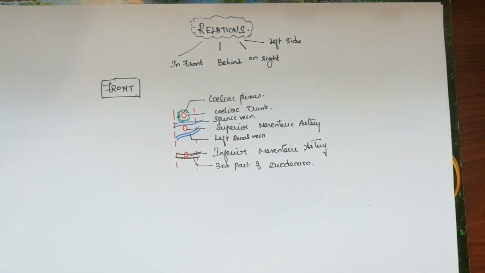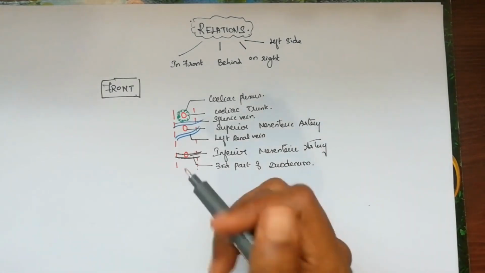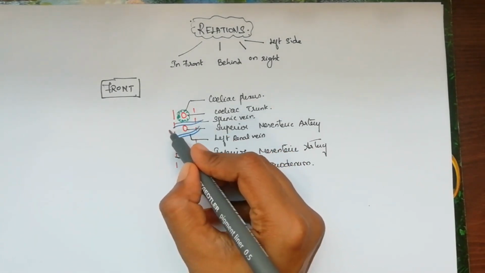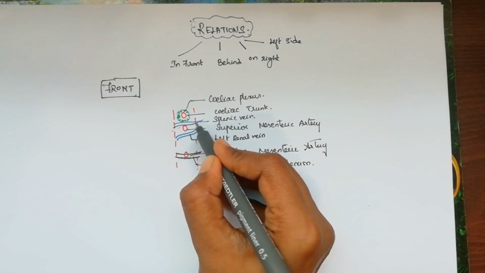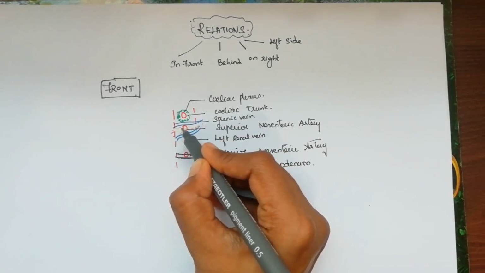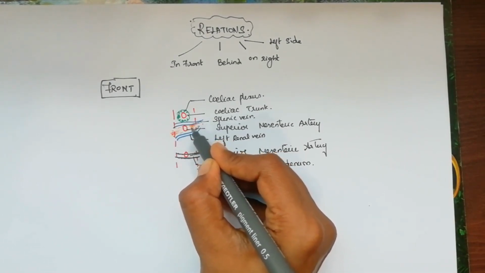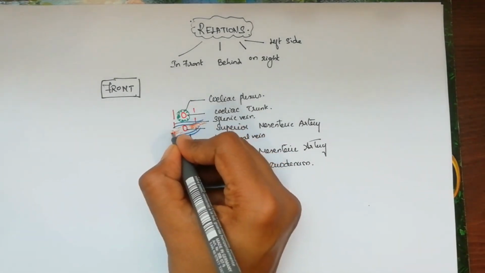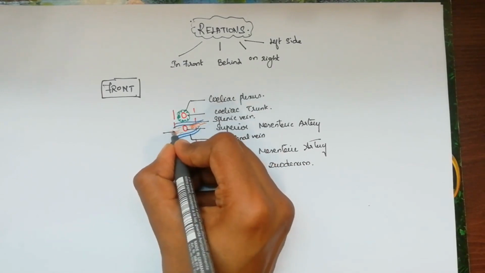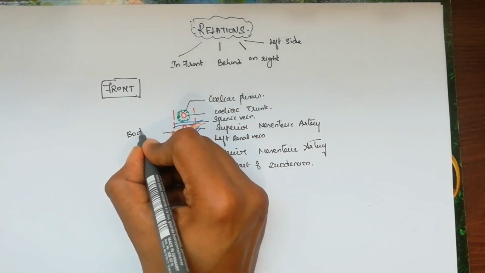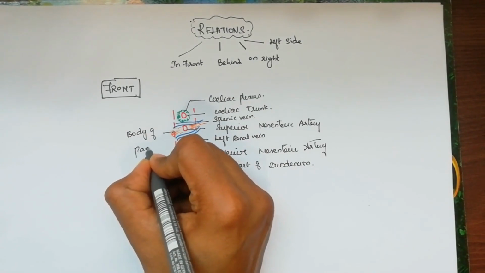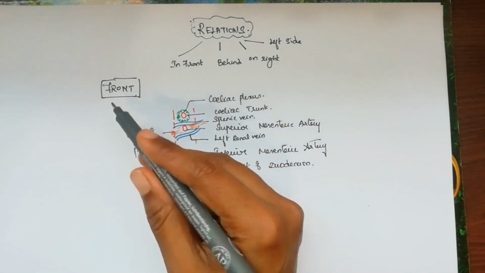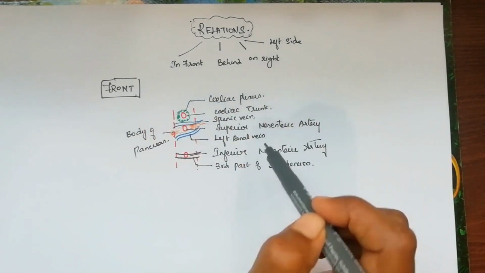And then one more structure which is also related: this is the superior mesenteric artery. Just above the superior mesenteric artery, we have the body of pancreas related. So this is the body of pancreas. These are the structures related in front of the abdominal aorta.